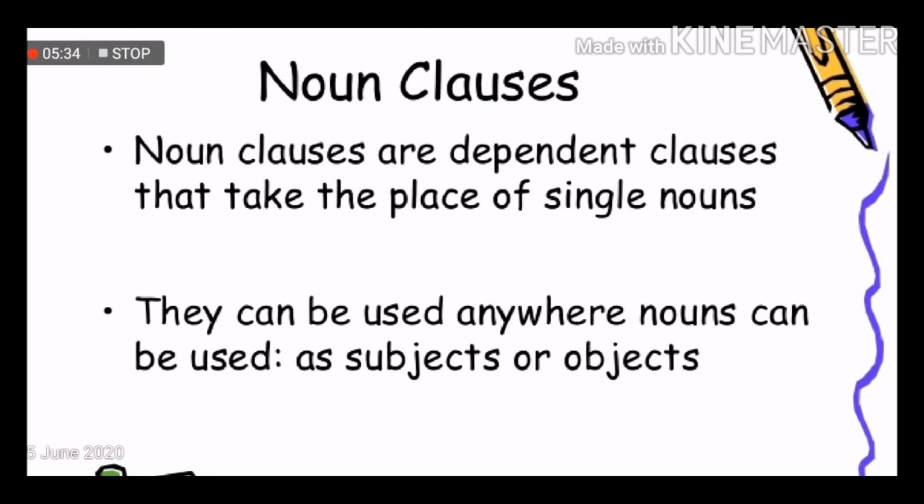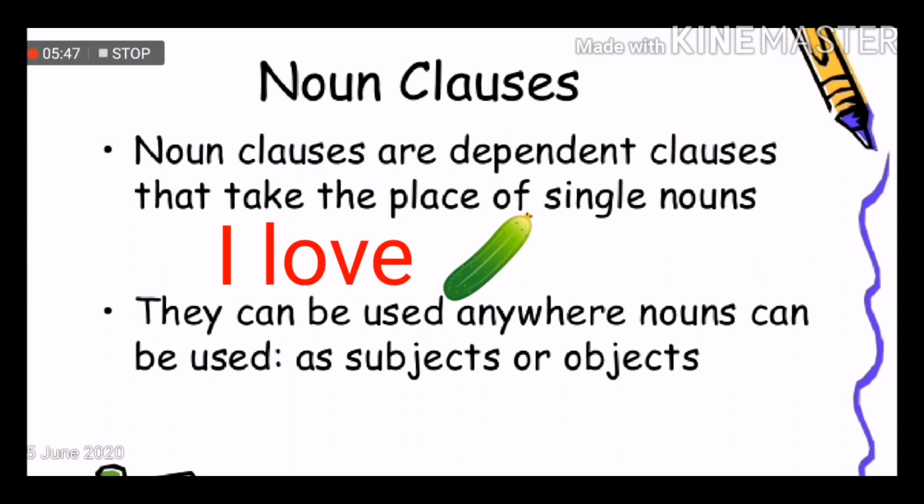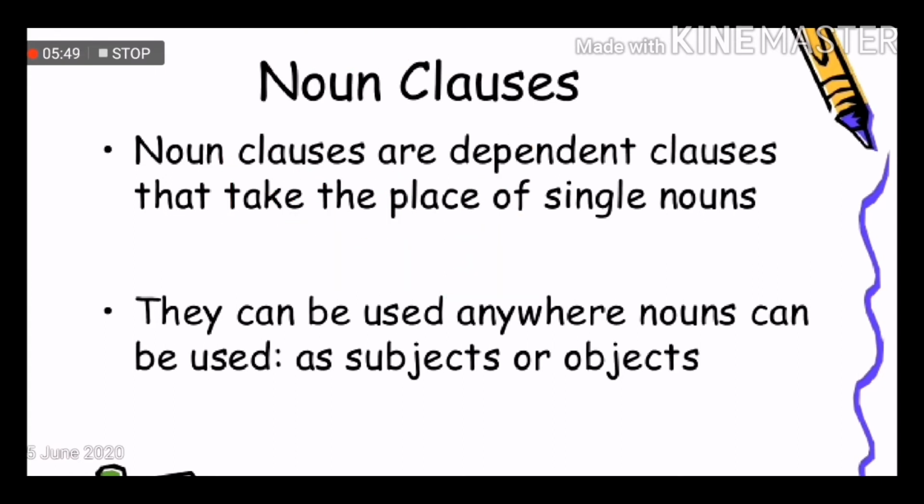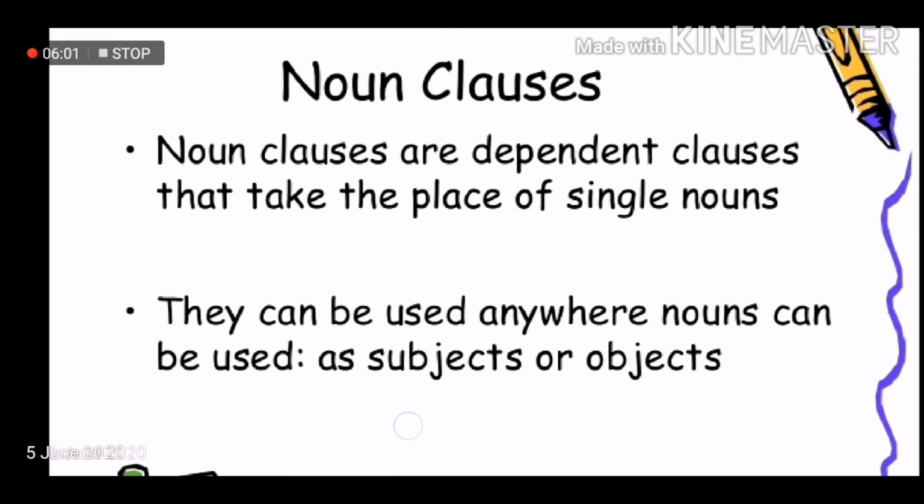Okay. So noun clauses, what are noun clauses? Noun clauses are dependent clauses that take the place of a single noun. Dependent clauses हैं, दारोमदार इनका रहता है किसी और पे. Similarly, dependent clauses, they depend on other clauses. They can be used anywhere. Anywhere, nouns can be used as subjects or objects.